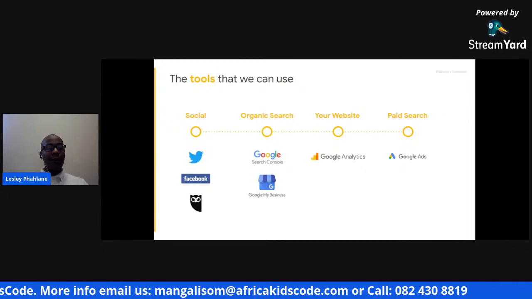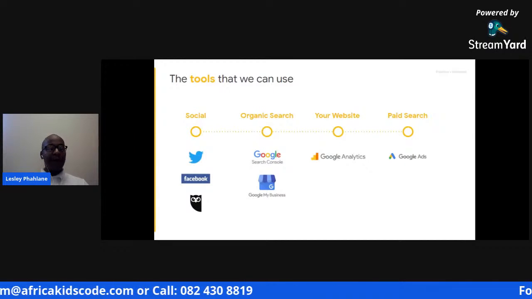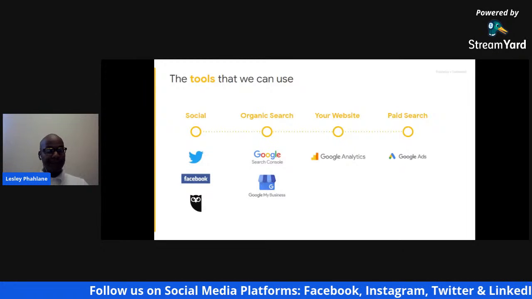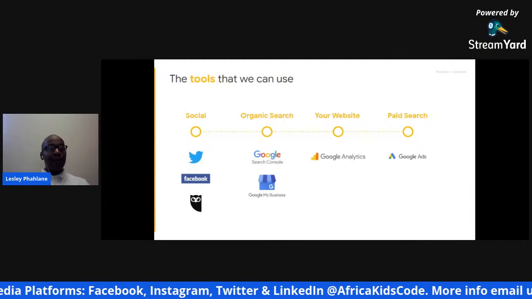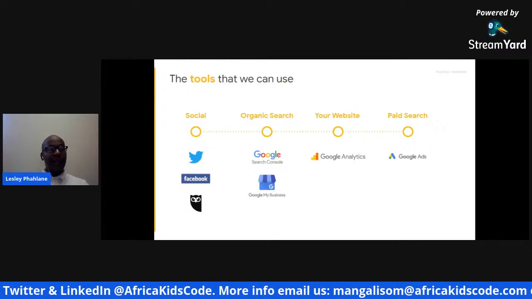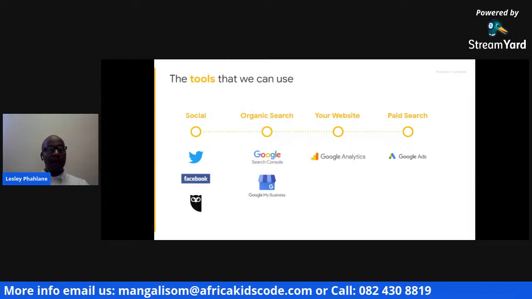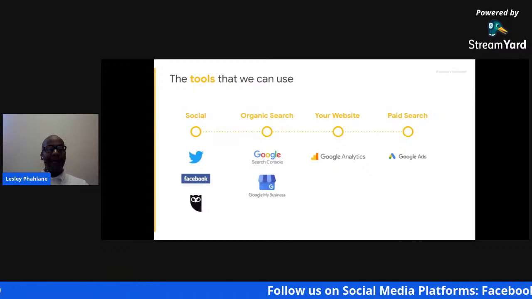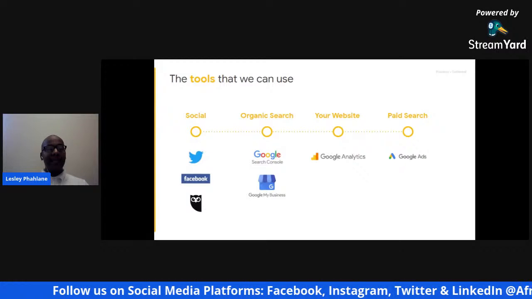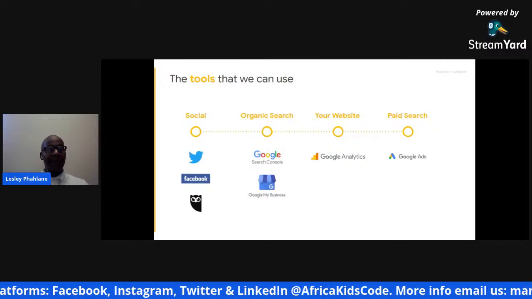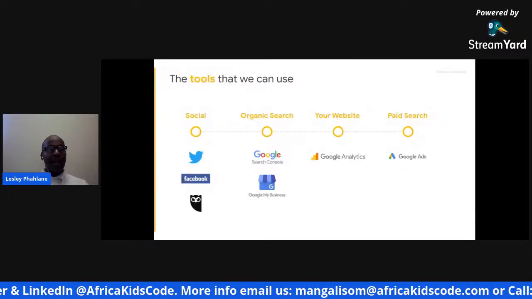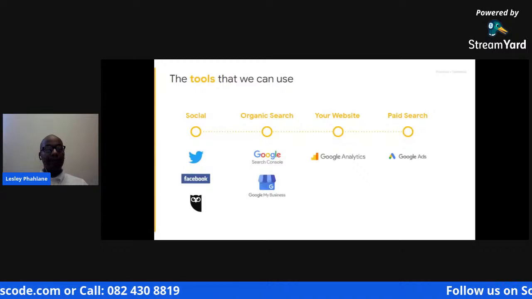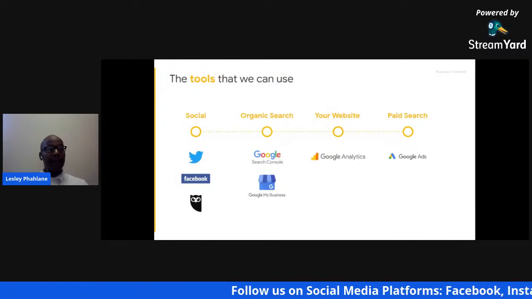The tools that we can use are social, for example Twitter, Facebook, and also Hootsuite. Other tools that we can use for analytics are organic search. Examples of organic search are Google Search Console and also Google My Business. For web analytics, you can use Google Analytics to measure everything that happens on your website. And then lastly, we can use paid search, which is Google advertisements. We're going to go into details of each tool that we have mentioned here.